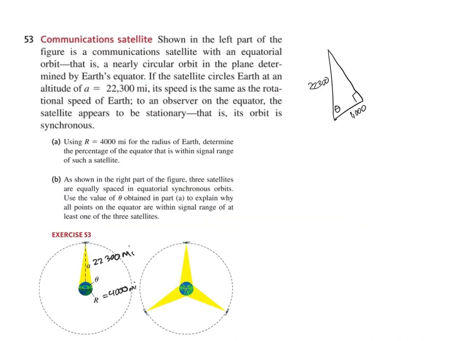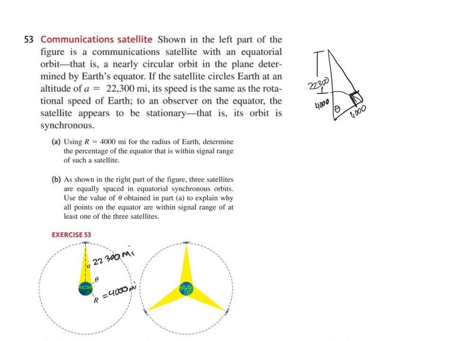Okay, 53. A is the altitude of 22,300. So the satellite circles the Earth at an altitude of 22,300. But that doesn't include the radius. So this is the radius. The 22,300 is from the surface of the Earth to the satellite. So you got to add 4,000 to that part of it.